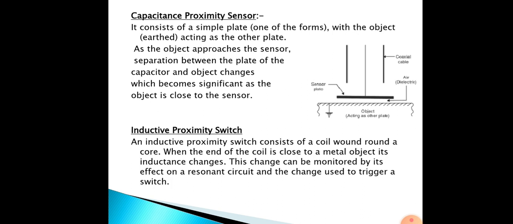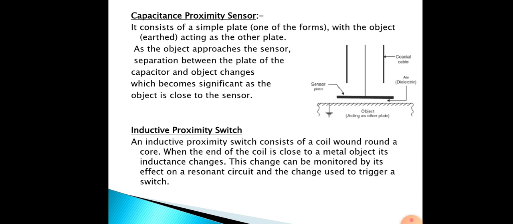Okay, so you can see over there, that is the sensor plate, and air will be there in between, and one more object will be there. When they get attracted towards each other, what will happen? When the object approaches the sensor, the separation between the plates will be changing. The distance between the plate of the capacitor and the object changes, which becomes significant as the object is closer to the sensor. Okay, so in this manner this will be working.